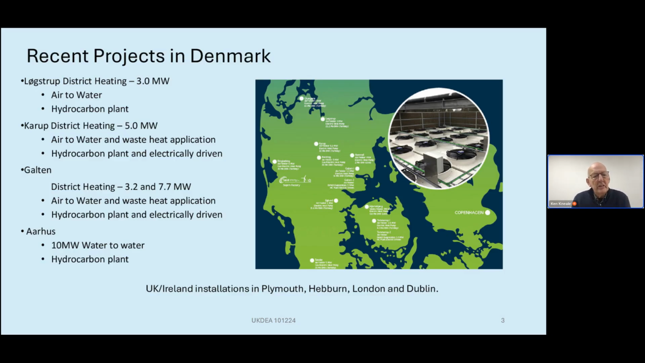There's some of our recent projects. You'll see they're all multi-megawatt. The last one down at our house, 10 megawatts water to water heat pump, which is actually using our new modules, which I'll be talking about. And we've got recent installations in the UK, London, and Dublin, Plymouth, and Hebburn up in the northeast.